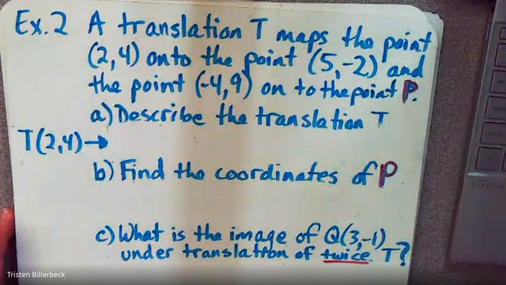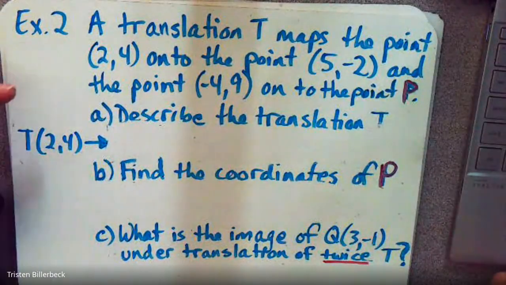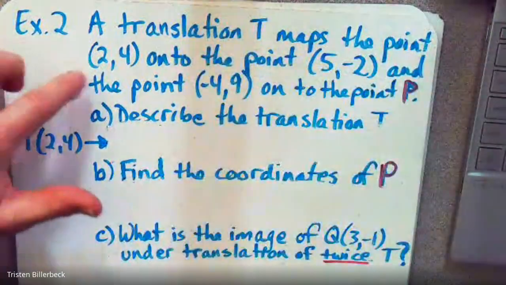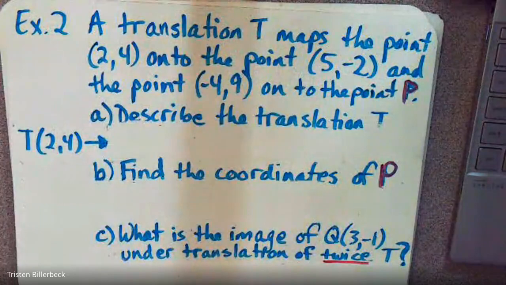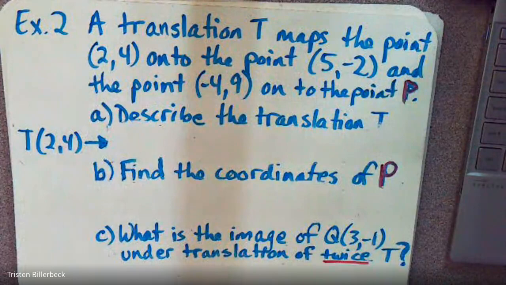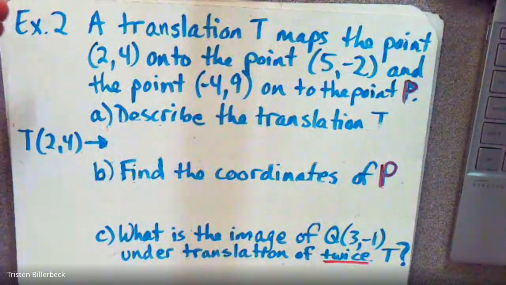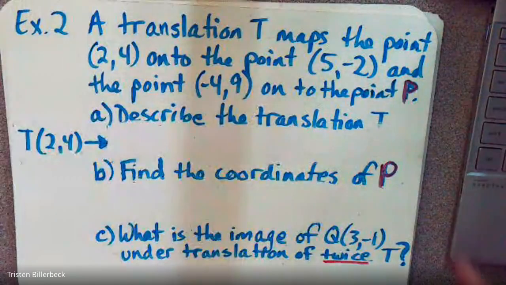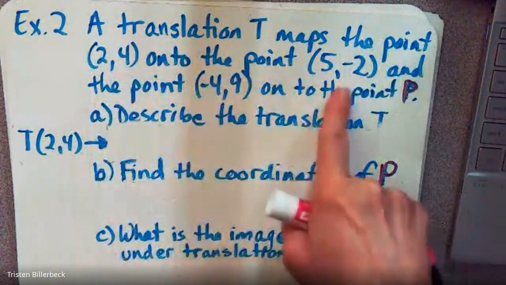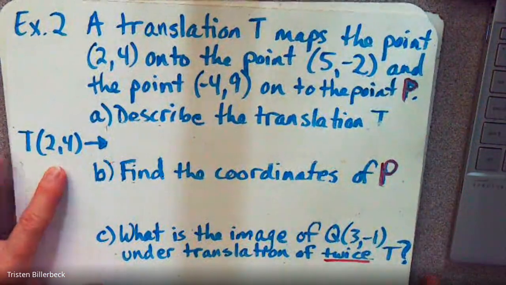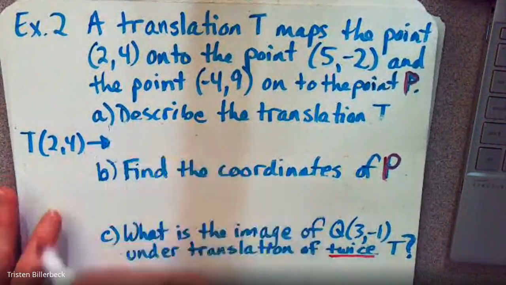So if we have a translation T that maps the point (2, 4) onto the point (5, -2), and point P (-4, 9) onto the point P prime. So that's our translation T. It's mapping the point (2, 4) onto that point, so that's telling us what the rule of the translation is. We need to see how far (2, 4) is translating to (5, -2).